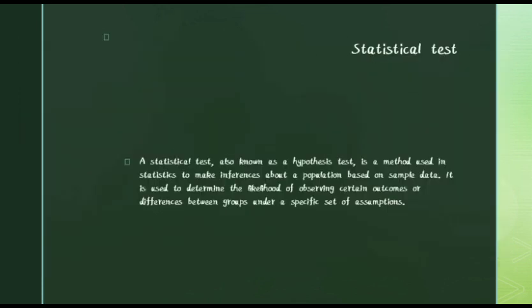A statistical test, also known as a hypothesis test, is a method used in statistics to make inferences about a population based on sample data. It is used to determine the likelihood of observing certain outcomes or differences between groups under a specific set of assumptions. This statistical test will either reject or not reject the null hypothesis.